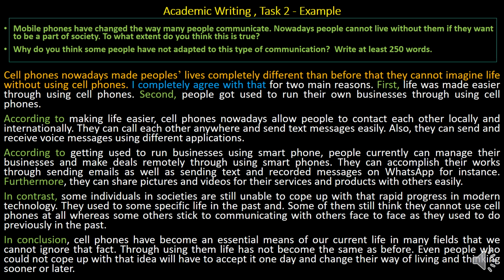Here is an example of academic writing task 2 for writing an essay. The task says, mobile phones have changed the way many people communicate. Nowadays, people cannot live without them if they want to be a part of society. To what extent do you think this is true? Why do you think some people have not adapted to this type of communication? Write at least 250 words.